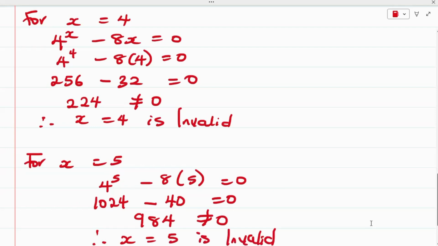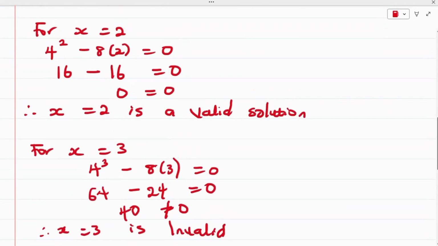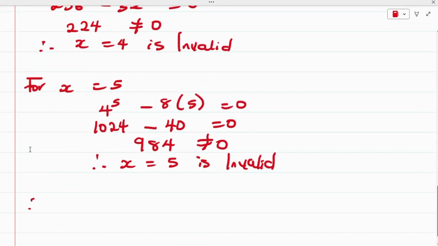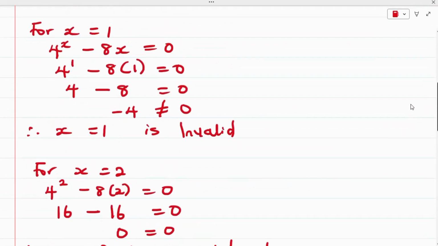So we have been testing up to 5, and we have been able to find just one value for x, and that is given as x equals 2. So therefore, we can say that x equals 2 is a valid solution for 4 raised to the power of x is equal to 8x. So guys, this is how you can solve this type of question.